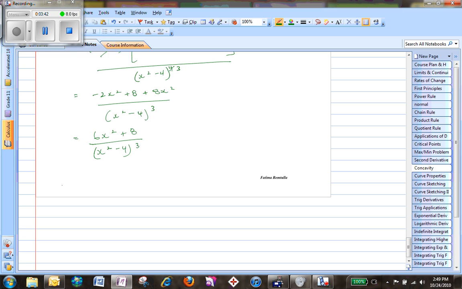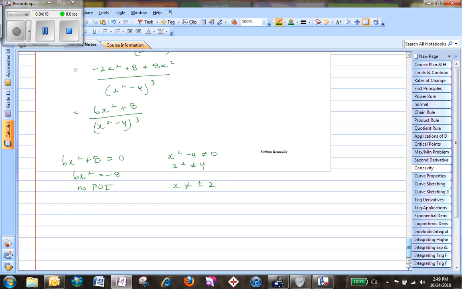So I set my numerator, 6x^2 + 8, equal to 0. That gives me 6x^2 is equal to -8. Well, that never happens, so this doesn't provide me with any points of inflection. I know that x^2 - 4 can't be 0, because otherwise this wouldn't work. So x^2 can't be 4. That means x can't be plus or minus 2. Hey, I already knew that. They told me that at the beginning of this question. So I've actually just verified what I knew at the beginning.